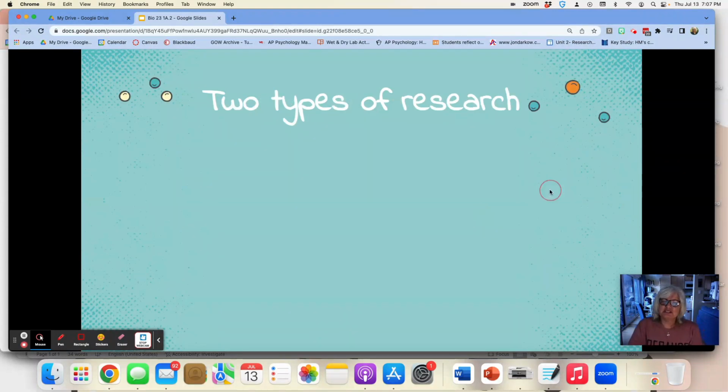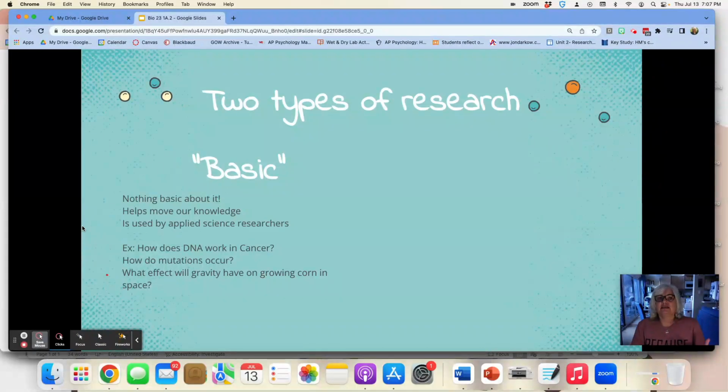So let's start with the two different types. There's actually three, but we're going to call it two because you'll see why in just a sec. The first type of research is called basic research. Now, basic research is exactly what it sounds like. It's the basis of our knowledge in science. It is not basic in terms of simple. It's just basic in that it's moving our knowledge forward, and it's what helps the next type of science be able to do what they do.